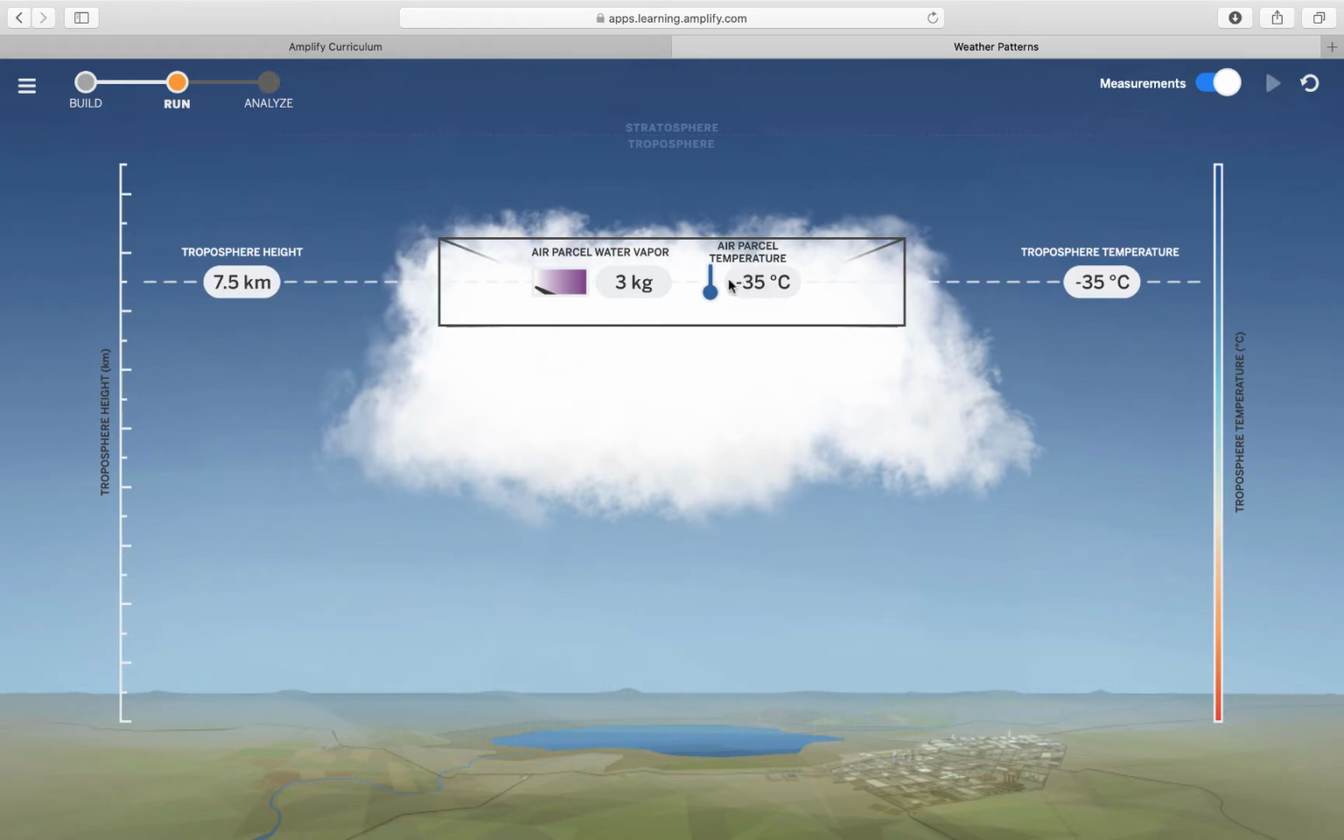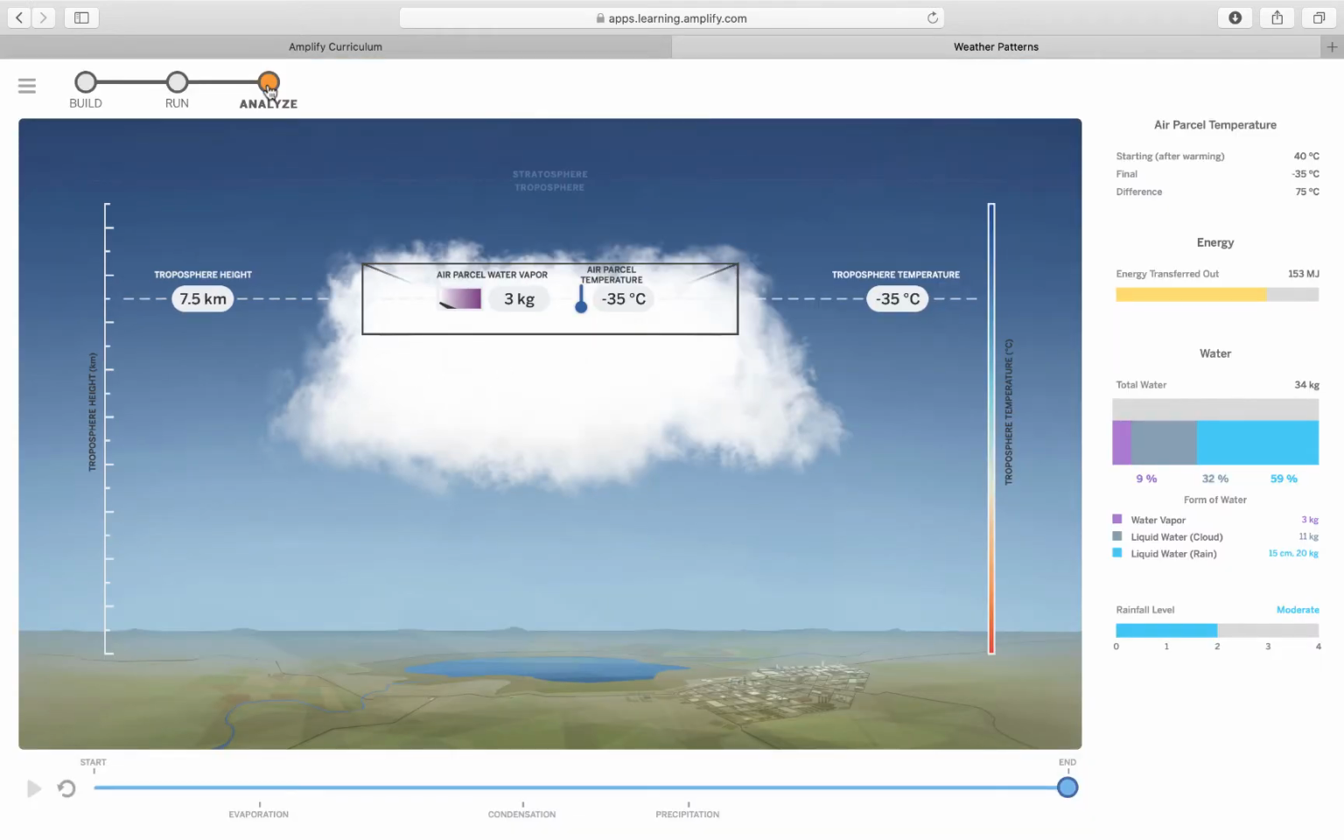So now that we've run this sim, we need to go to analyze. And there we have all the data that comes with our sim. Our air parcel started at 40 degrees Celsius. We ended at negative 35 degrees Celsius. That's pretty cold. And that means we lost 75 degrees Celsius of energy. That's a lot. In fact, you look right here, that's 153 megajoules. Now, if you remember in chapter 1, the more energy going out, the more condensation. So take a look at this. We have had a ton of condensation and rainfall, made them more of a moderate.